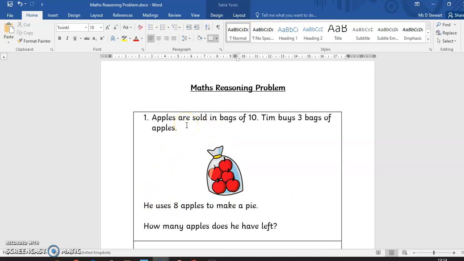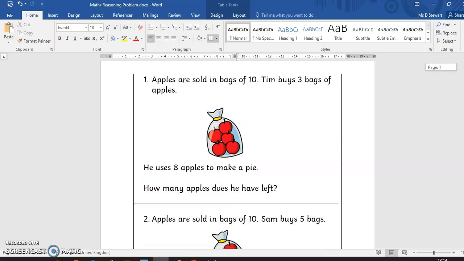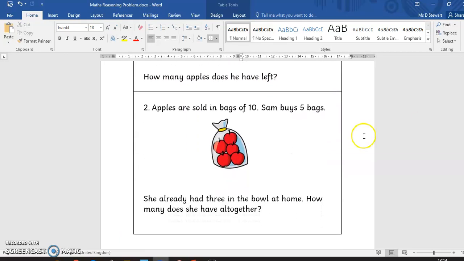So our first one, apples are sold in bags of 10. Tim buys 3 large bags of apples. He uses 8 to make a pie. How many does he have left? This is a 2-step problem because there are 2 things you have to do. It's a bit of a clue. So we need to think about how many he's going to have when he buys his 3 bags of 10. And then we need to look at this last bit. How many does he have left? I'm not going to tell you the answers because you need to have a go at solving these.